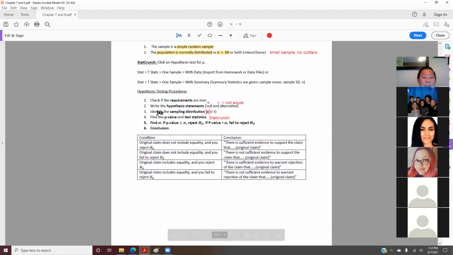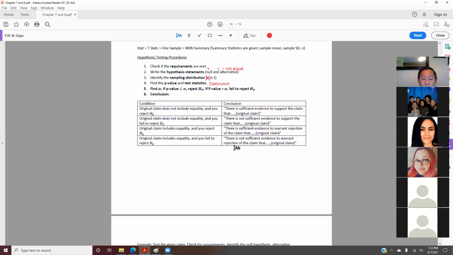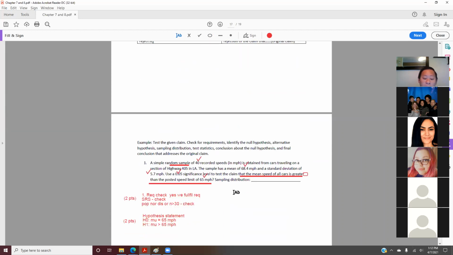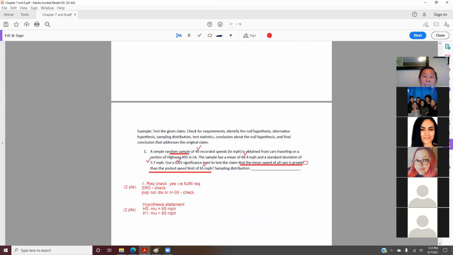Next is identifying the sampling distribution. Since this is talking about the mean, your sampling distribution in this case will be the T distribution. Last time it was Z, but this one is T because of the mean. So this is worth 1 point in your test.